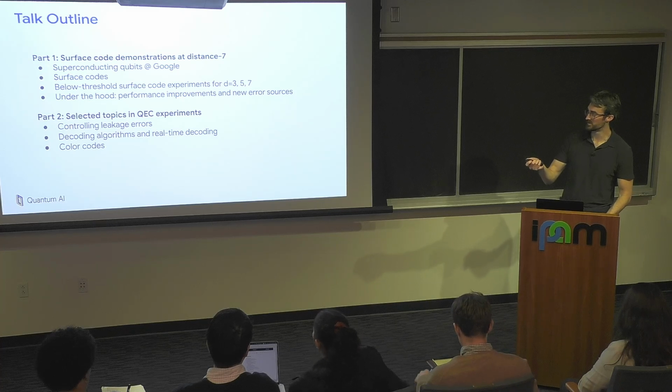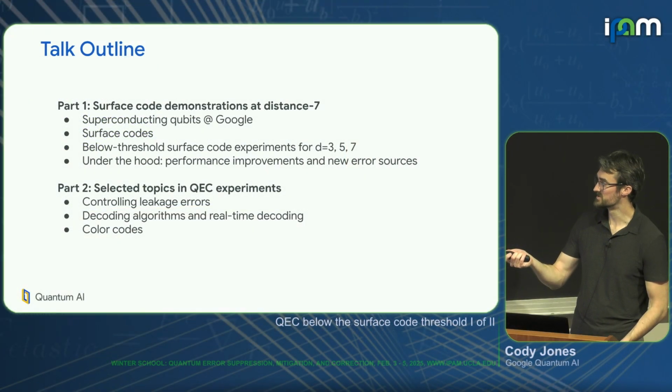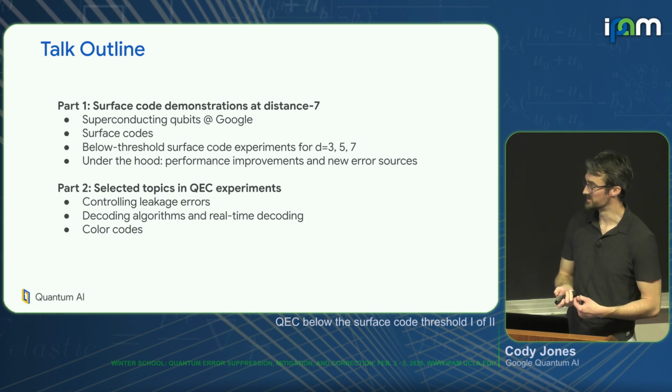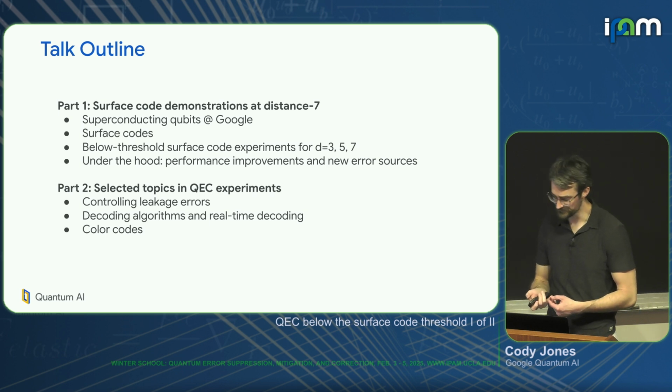So the first part, before the break, is this recent experiment with surface code demonstrations up to distance 7. And I'll talk about some background on our qubits, on surface codes, the experiments, and then some interesting things we learned from doing those experiments.